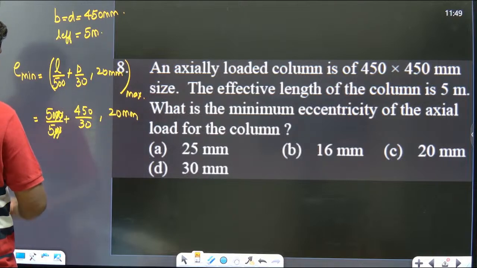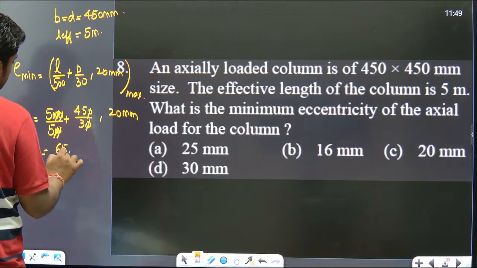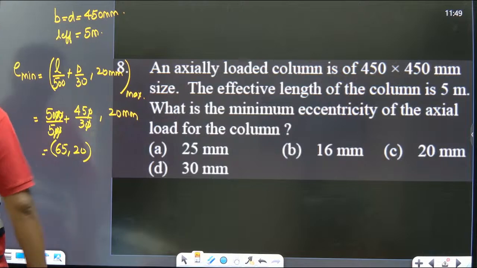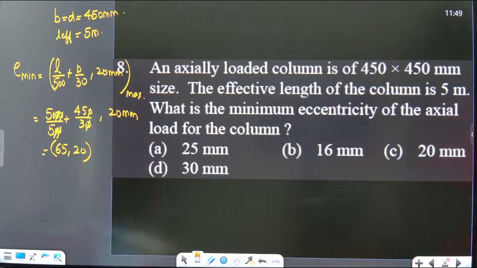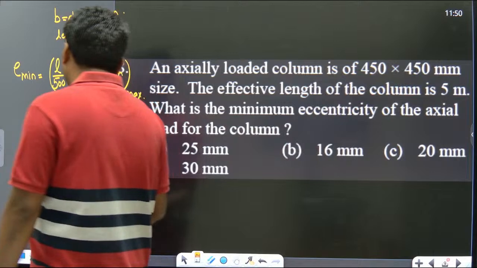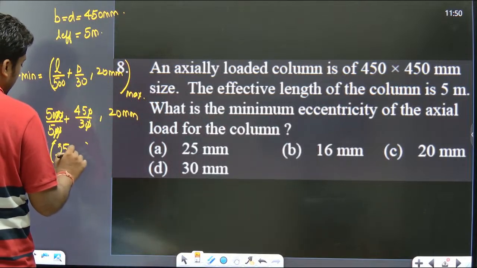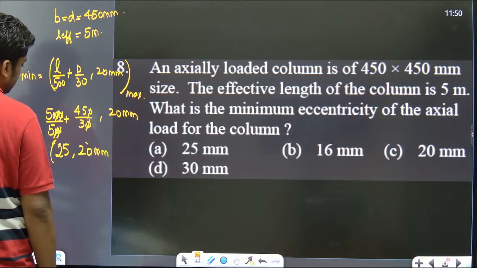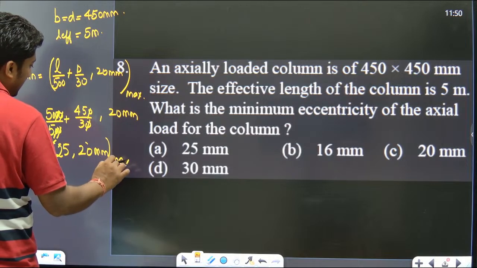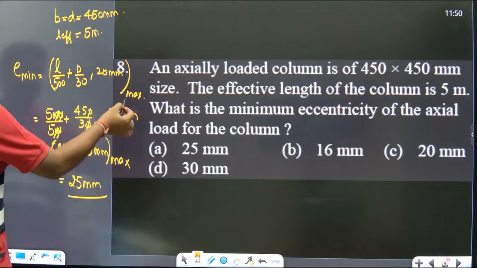So this value is 10 and this value is 15, so 10 plus 15 is 25, comma 20. Sorry, I made a mistake earlier. The maximum value is 25. Please remember this, the maximum value is to be taken.